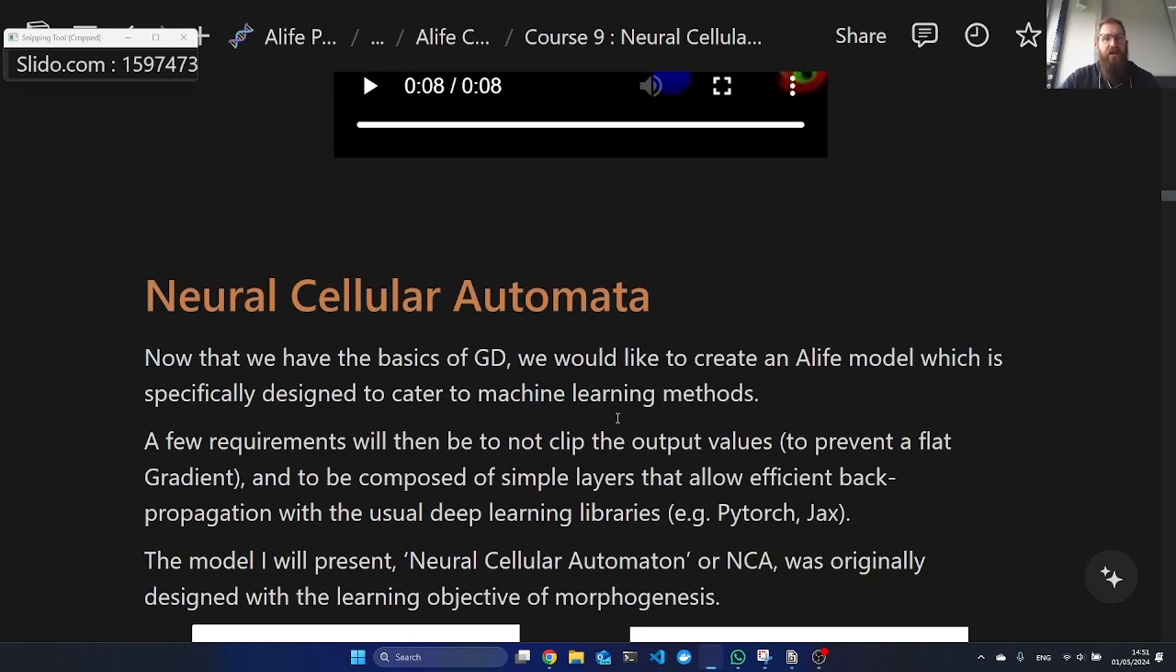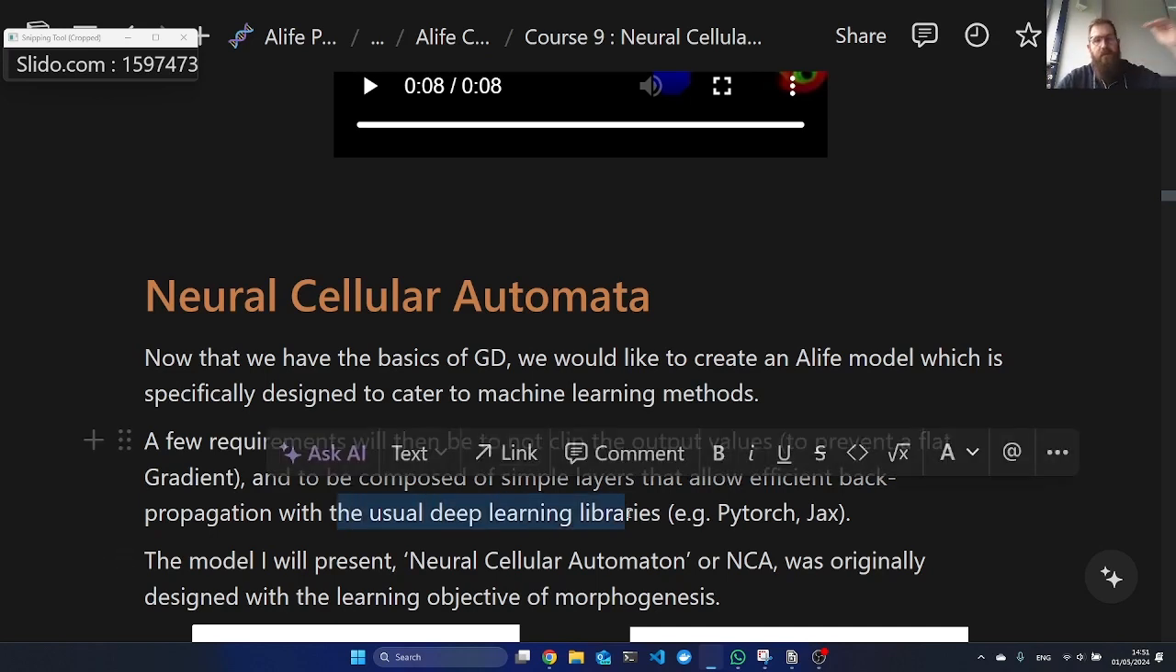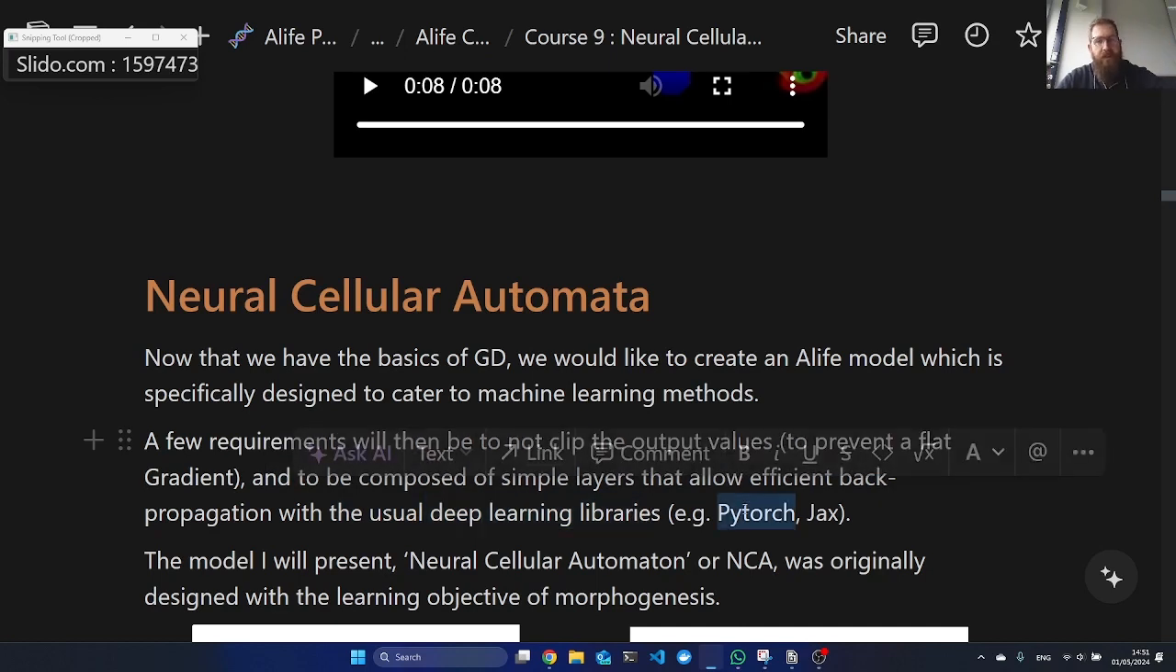And additionally, to compute the transition function, we will use a simple neural network, which will be composed of a few layers. And the next state of the automaton will be computed by sending the world through this neural network. That way, if we have a neural network which implements our evolution rule, we can use the usual machine learning libraries like PyTorch, for example, to do our gradient descent. We don't have to implement it ourselves.